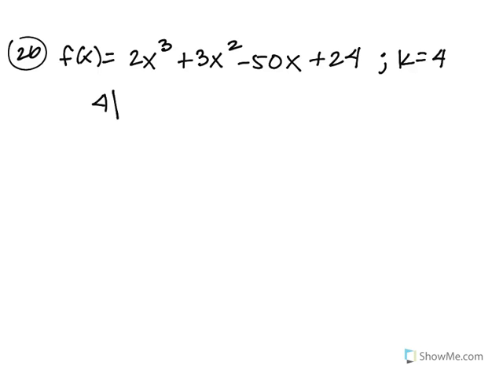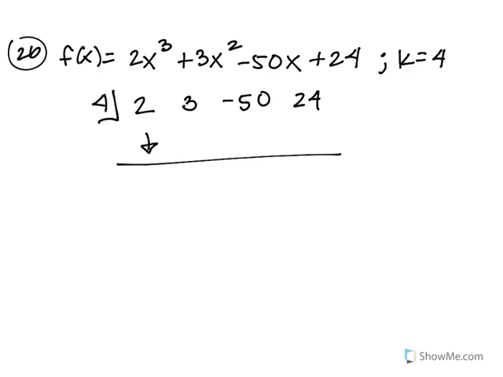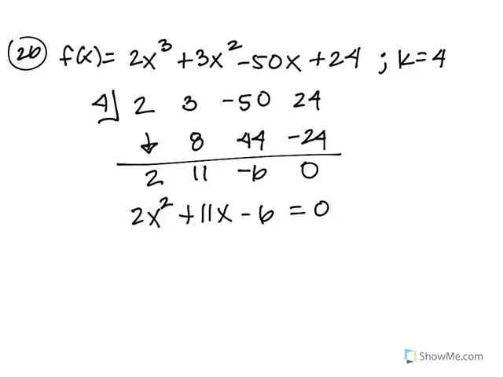So all you're going to do is use your 4 to break this thing down, and so you can see your other factors, okay? So I'm going to plug 4 into my synthetic, and that's going to give us 8, and then 8 plus 3 would give us 11. 11 times 4 would give us 44. 44 minus 50 would give us negative 6, and negative 6 times 4 would give me negative 24, which is 0. So if you factored this, you would have 2x squared plus 11x minus 6.